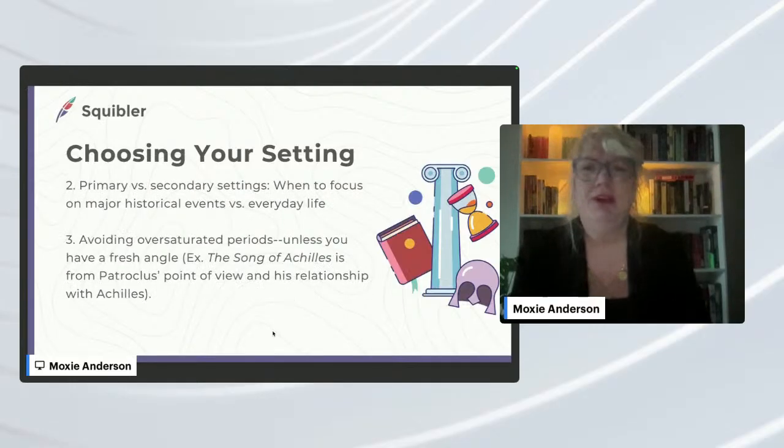You also want to think about primary and secondary settings. So when are you going to focus on historical events that may be important to your book versus everyday life? I do recommend avoiding oversaturated periods unless you have a fresh angle or fresh take on that. There are a lot of books on the Greek era, the Roman era, and so forth. The recent book, The Song of Achilles, was unique because it looked at Patroclus' point of view and his relationship with Achilles, which is something that is in the original Iliad but hasn't been explored fully before.